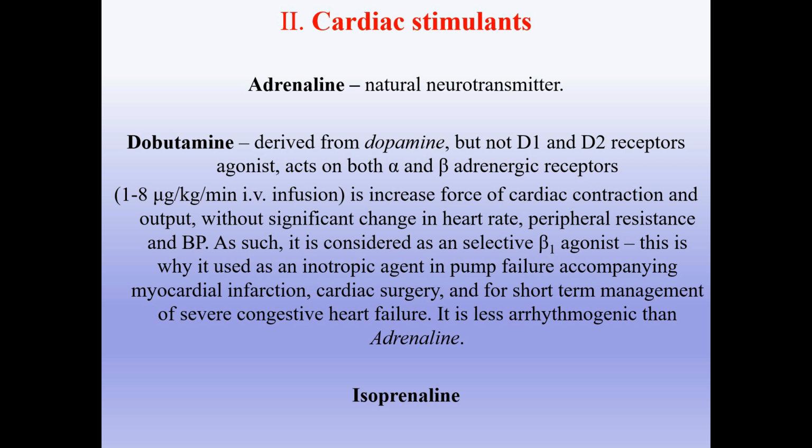Second, cardiac stimulants. Adrenaline, a natural neurotransmitter. Dobutamine, derived from dopamine, but not a D1 and D2 receptor agonist, acts on both alpha and beta adrenergic receptors. Given at 1 to 8 micrograms per kilogram per minute by IV infusion, it increases force of cardiac contraction and output without significant change in heart rate, peripheral resistance, and blood pressure. As such, it is considered a selective beta-1 agonist.